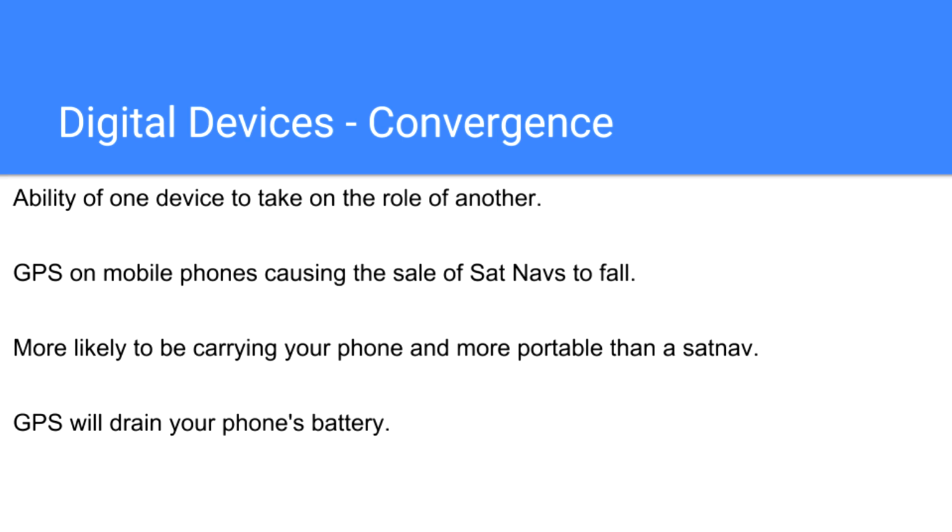Advantages of using smartphones as sat-navs is that you are more likely to be carrying your phone with you, and your phone is often more portable than a bulky sat-nav. However, the use of GPS will drain your phone's battery.